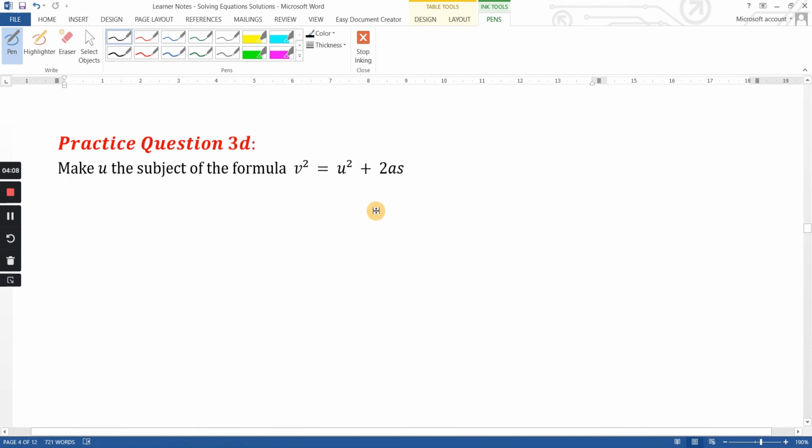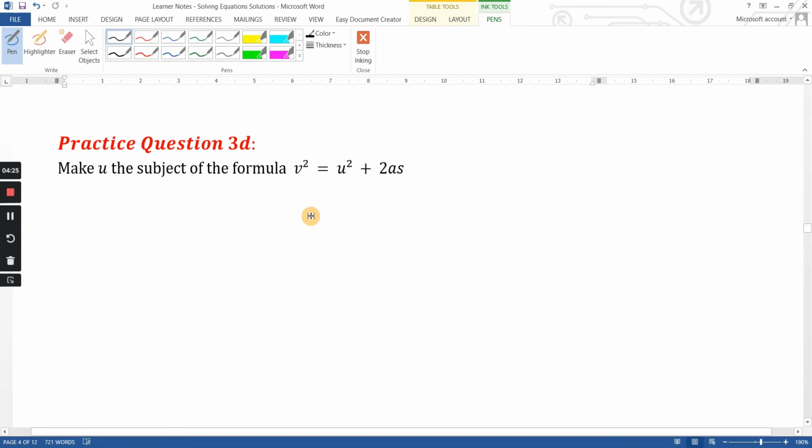Next one. Oh, this looks a bit strange. I've seen this formula before. It looks familiar. I think it's in science. I think it's used for, is it velocity or something like that? I don't know. You guys who do science might know. So make u the subject of the formula.